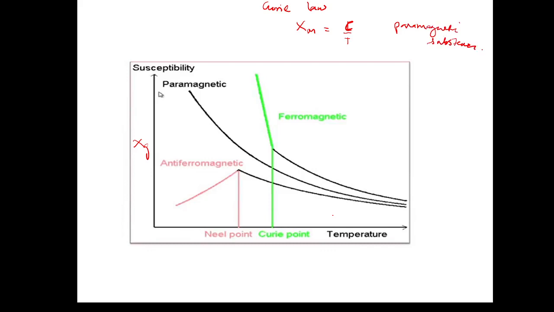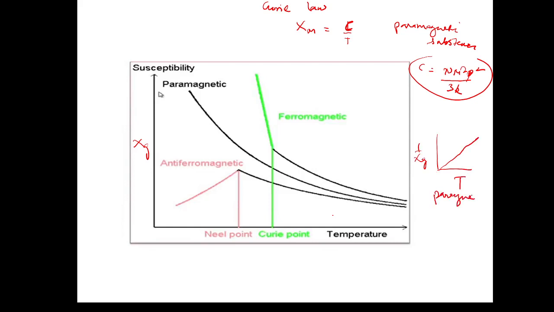Here C is nothing but n mu square beta square by 3k. It's a constant. Now if we plot 1 by chi g versus T, you should get a linear line passing through the origin. This is for the paramagnetic behavior.